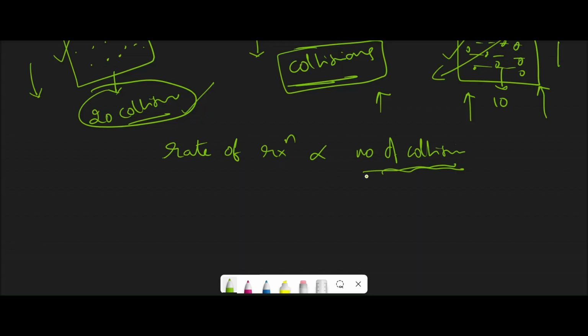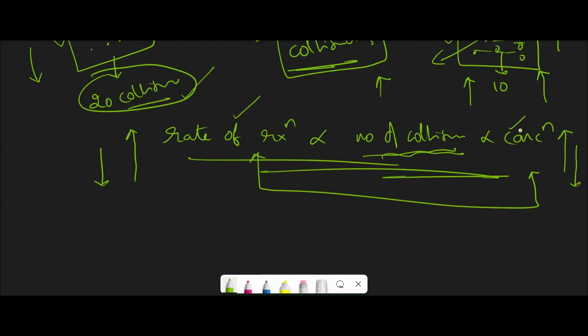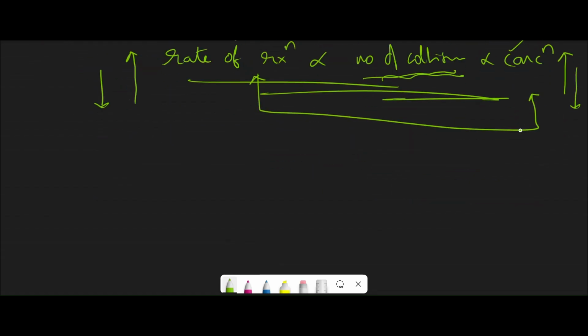When concentration increases, the number of collisions increases, then the rate of reaction increases. That means the rate of reaction is directly proportional to concentration. If we increase the concentration, the rate of reaction increases; if we decrease the concentration, the rate of reaction decreases. So we got the relation as directly proportional because the number of effective collisions is increasing. Now, the rate of a reaction is directly proportional to the concentration of reactants.